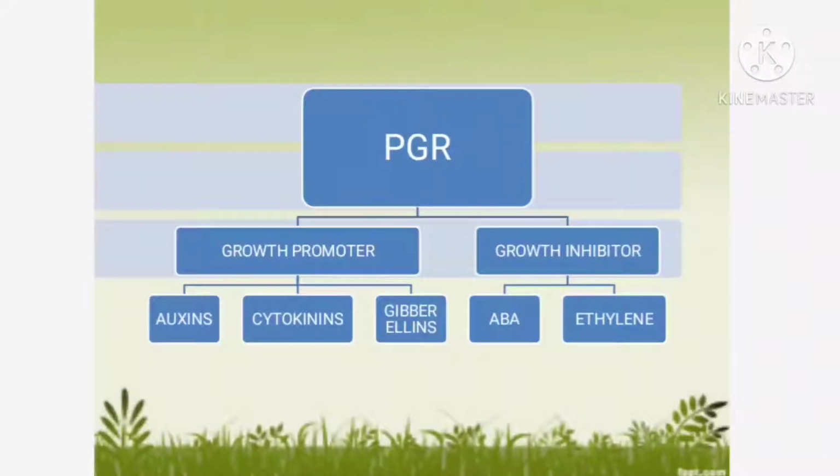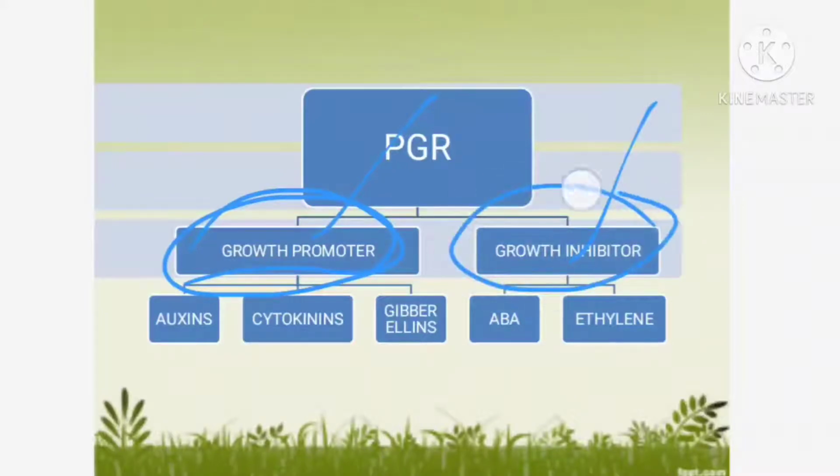Okay. So for plant growth regulators, there are two types. One is plant growth promoters and another one is plant growth inhibitors. So one is helping in promoting the growth of the plant and the other one is inhibiting the growth of the plant, meaning they are not allowing the plant to grow, rather they are carrying out some other functions.